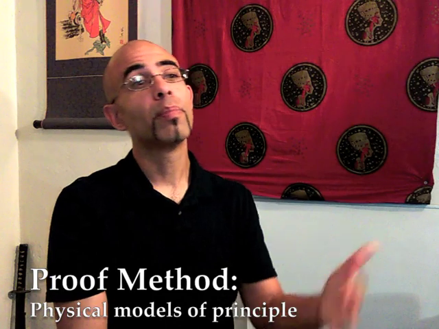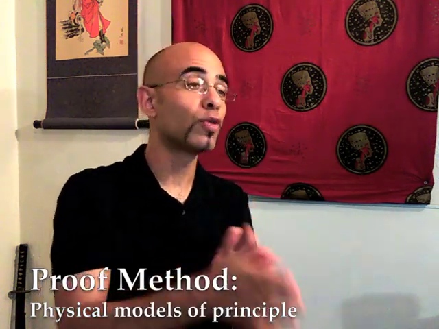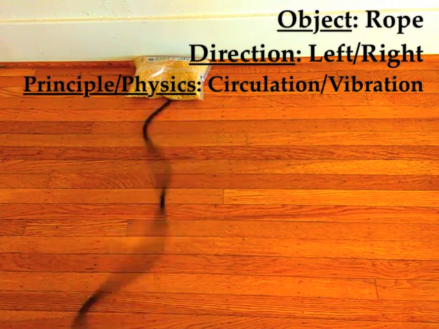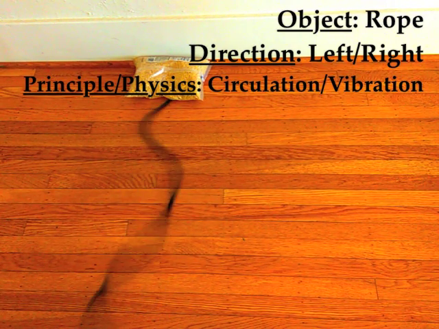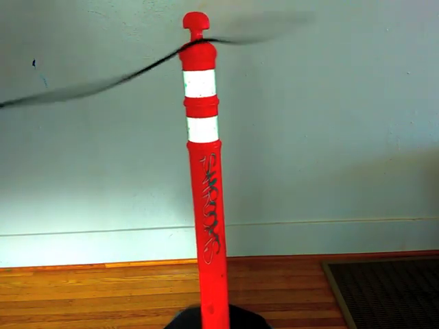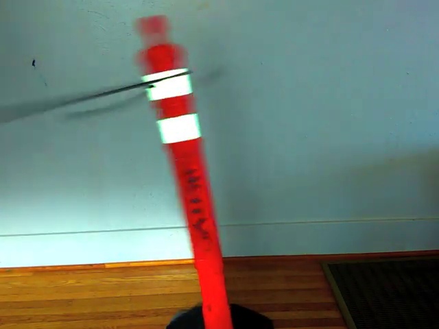Physical proof method. Before looking at exercises, we're going to look at physical models as proof of principle demonstrating the basic movement methods involved in the exercises. First, left-right movement. Here, we use a rope to demonstrate the principle of circulation and vibration resulting from continuous left-right movement. Second, spiral movement. Again, using a piece of rope, this time with the pylon, we see that when the rope contacts the pylon, it wraps around in a spiral formation that can move the pylon.